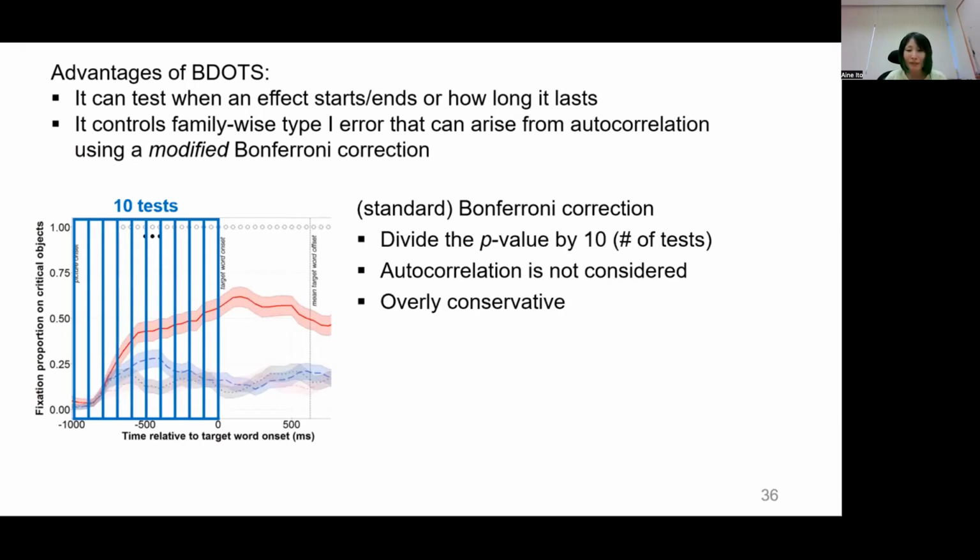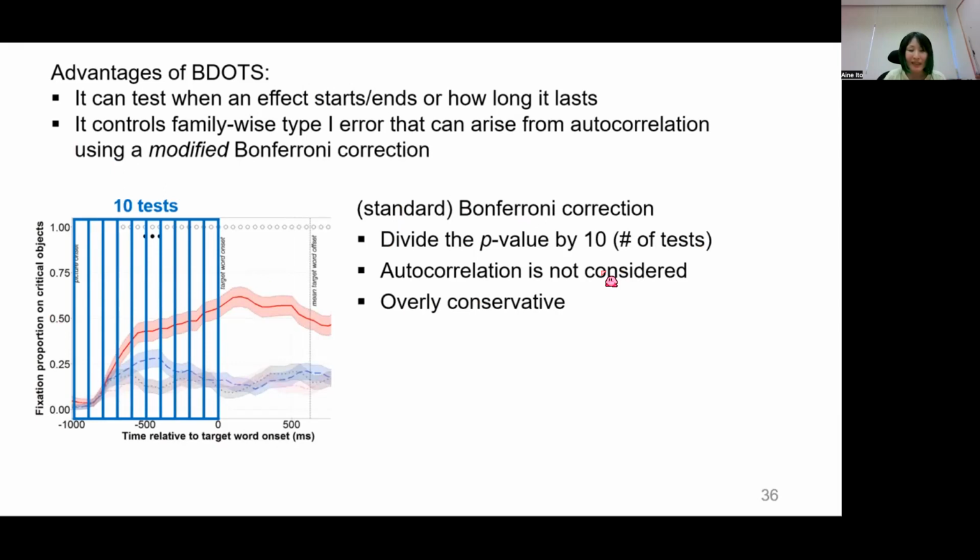That's the number of tests we run. In this case, we run 10 tests, so we divide the p-value by 10 and use that as a threshold. But if we do this, we don't really consider the autocorrelation, because we are saying that each test is independent. This kind of Bonferroni correction assumes that each test is independent.